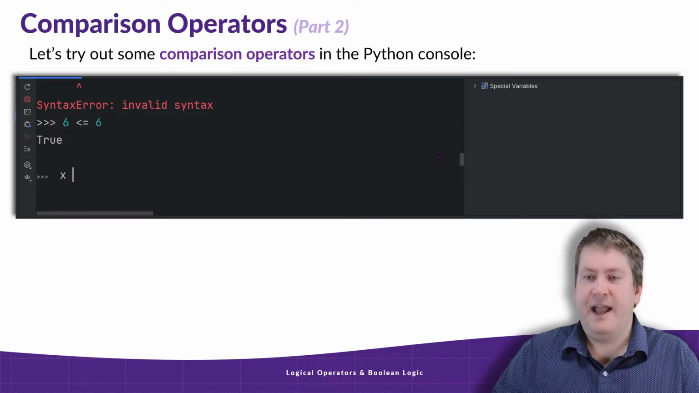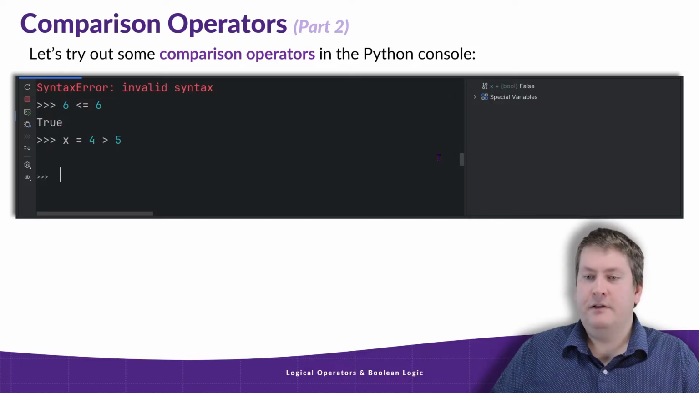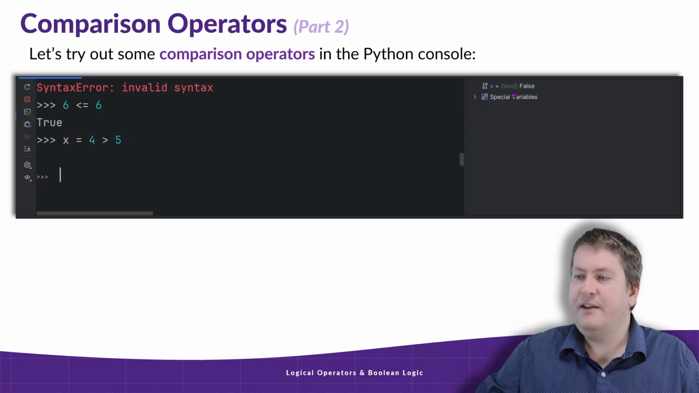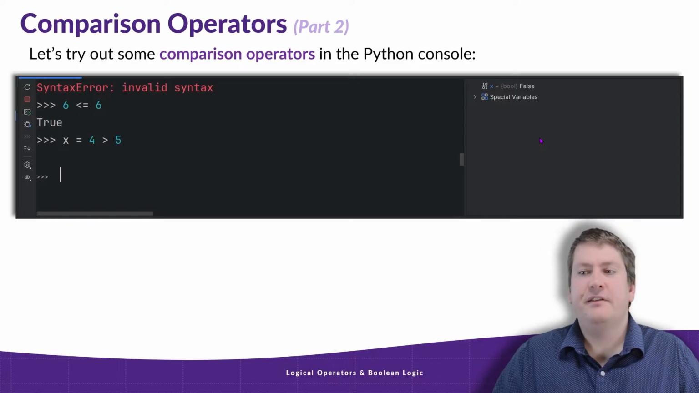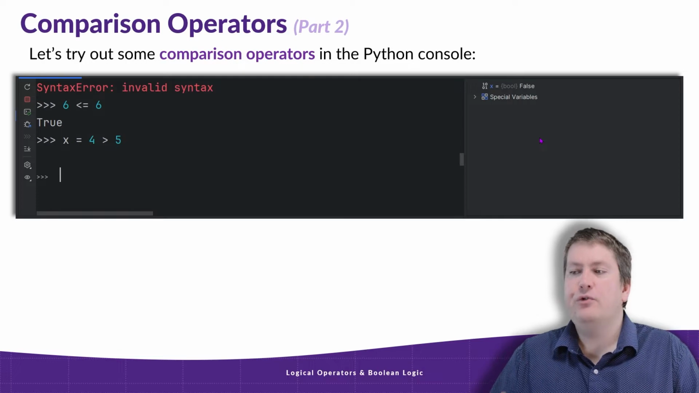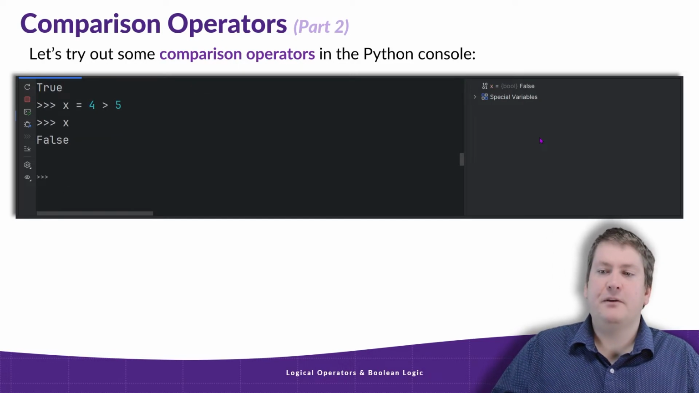For example, we could say x equals 4 greater than 5. And you can see on the side here that we have a new variable that's been assigned, and it's been bound to the value false. So we can save the results of these Boolean expressions into Boolean variables. Remember, Boolean variables can either store a true or a false. So if we just put x, we could see it's equal to false.